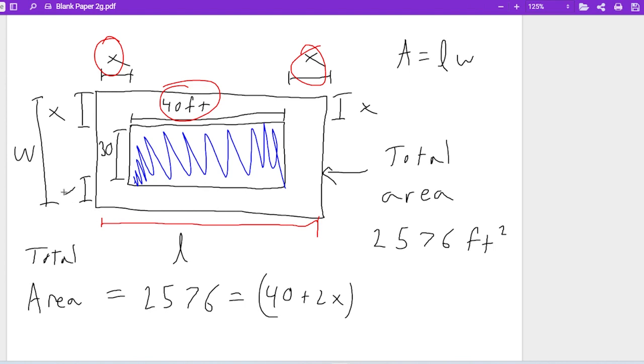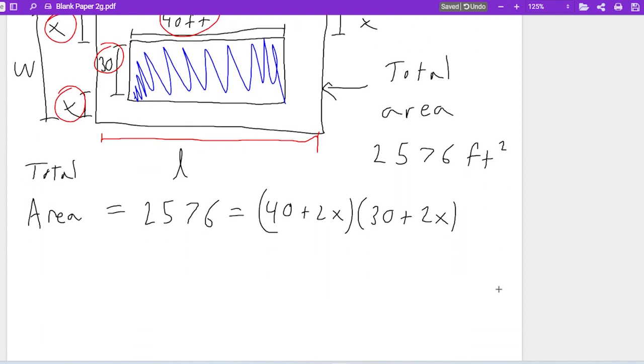To find the width, we're going to do the exact same thing, where the width is going to be 30 plus x plus another x. It's going to be 30 plus 2x. That's my width. And so now we have one equation, one unknown. We can now solve for x. Not super easy because this is a big number, but we can do it. And the way we're going to do that is we need to FOIL.